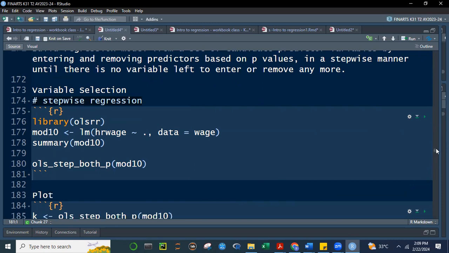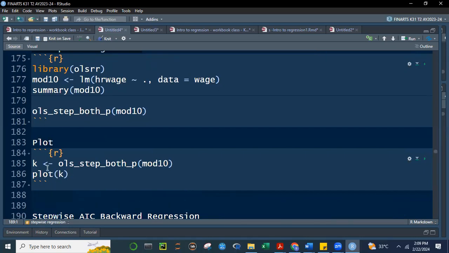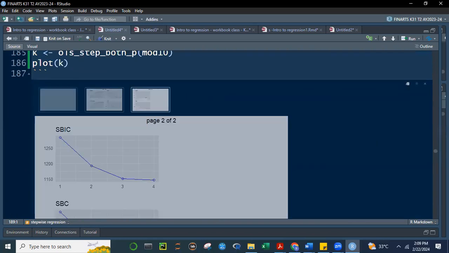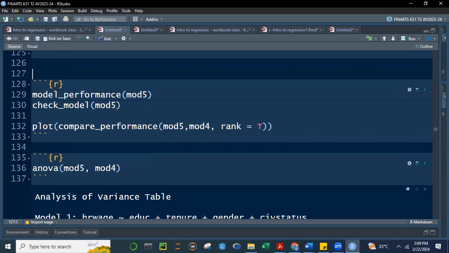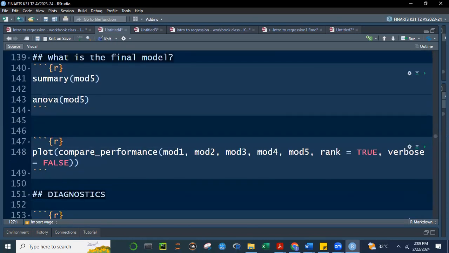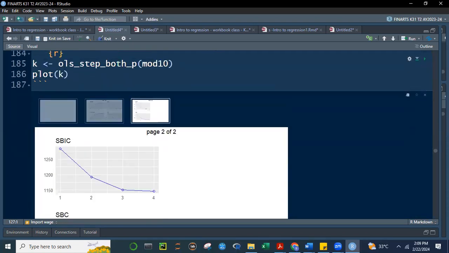All right. Then we go here, class. I-plot natin to. So let's create this object called k, and then we're assigning to this object k the ols_step_both_p na ginawa natin kanina, and then let's plot k. Do you get, class? All right, plot natin.